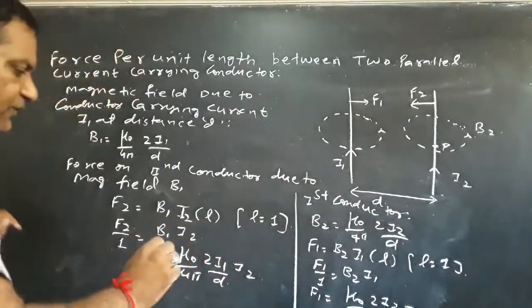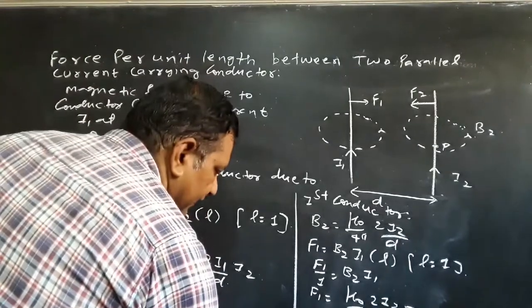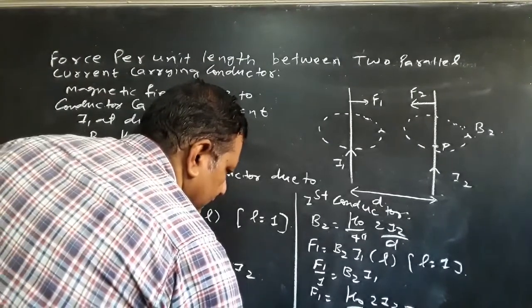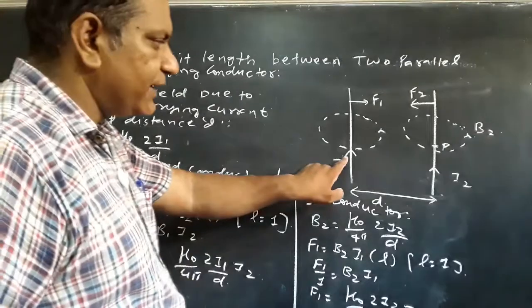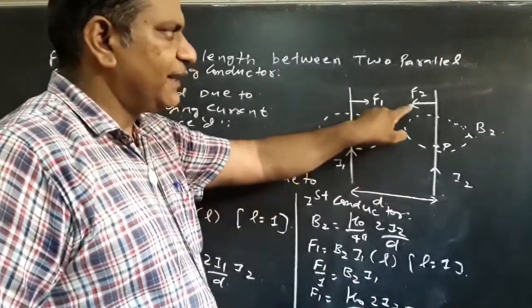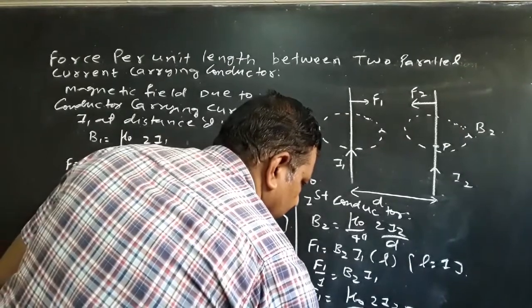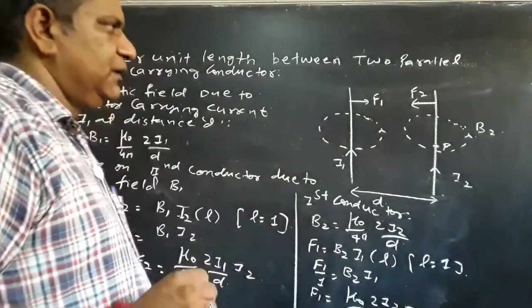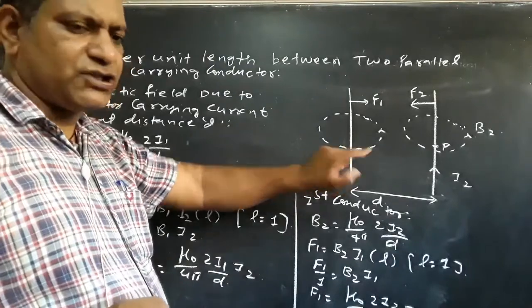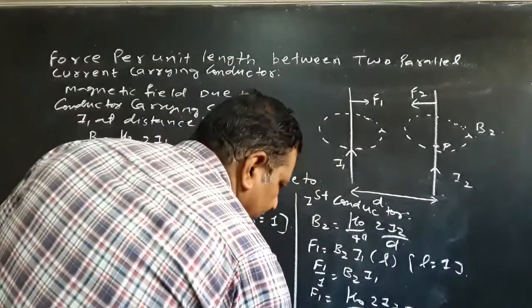Now the nature of the force between them. Now the nature is, the current is flowing in the same direction. The direction of the force is this. So they will attract each other. If the current is flowing in the opposite direction, then they will repel each other.